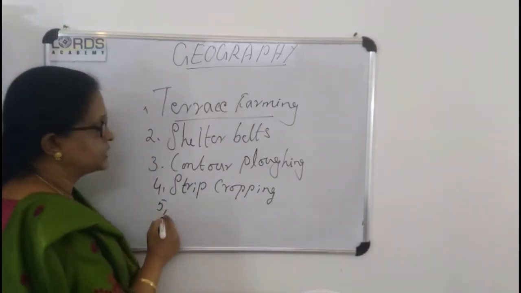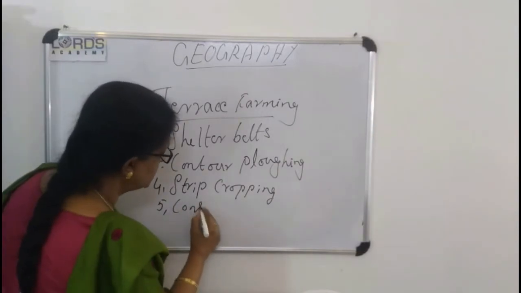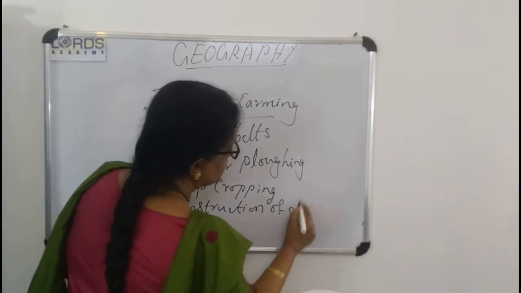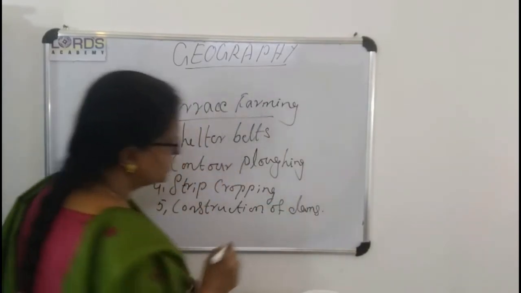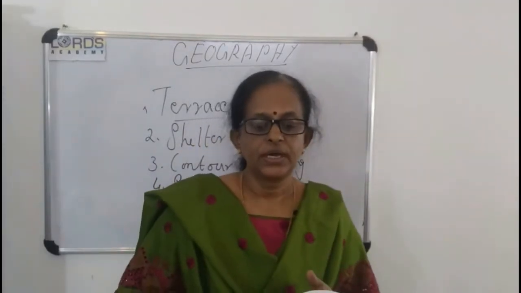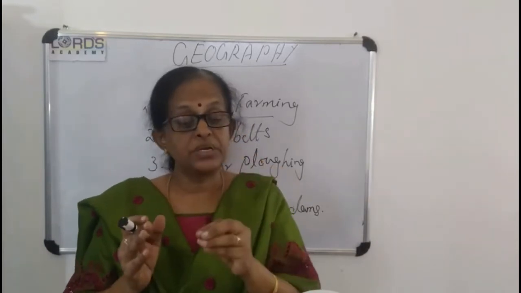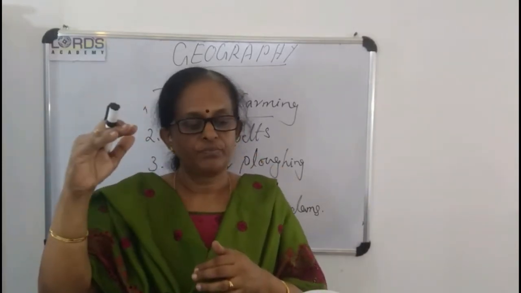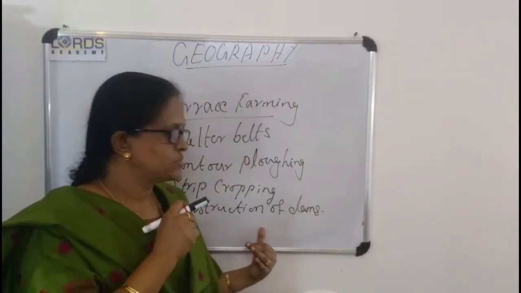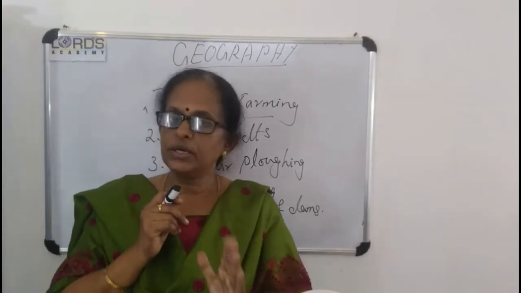Fifth one, that is construction of dams. Dams are constructed to save and conserve water, because rivers cause soil erosion. Dams are built in the upper course of the river to control the erosion of the soil. Therefore, construction of dams is also one of the preventive methods to control the soil erosion.